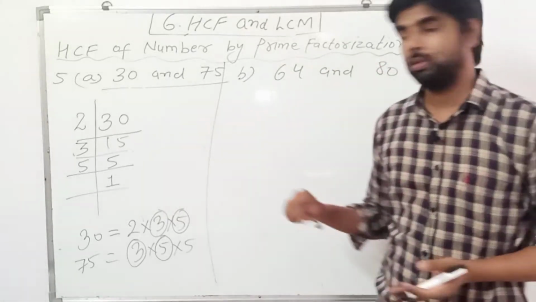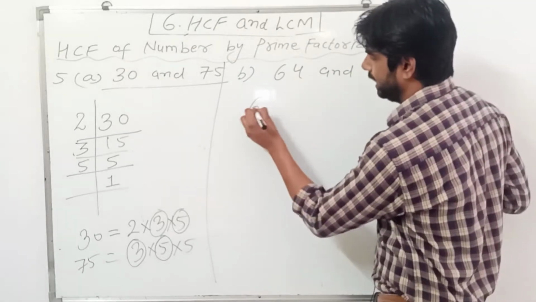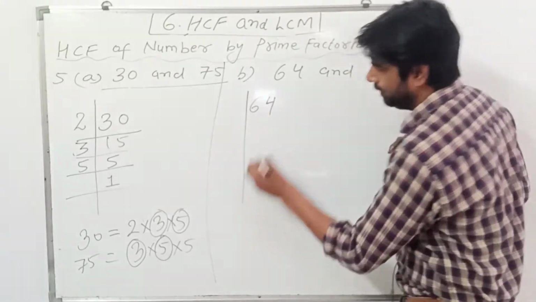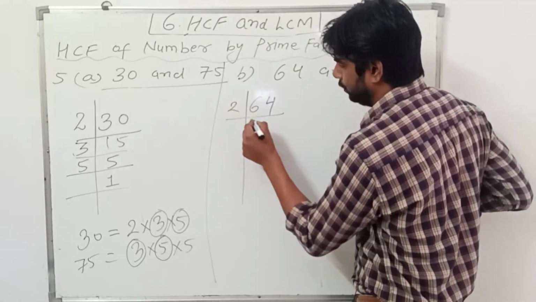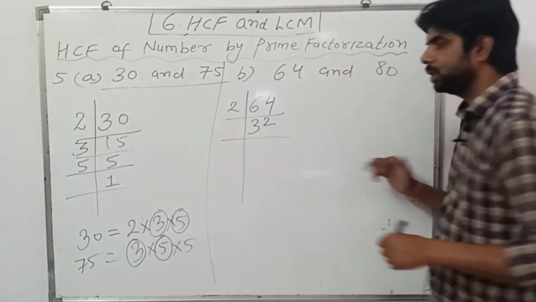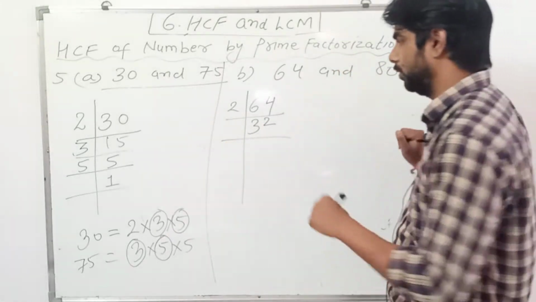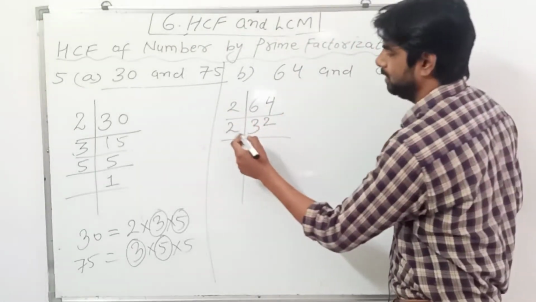So what we have to do? We have to divide this 64 by prime numbers. So let's write 64 and we will divide this 64 by prime number. So we will start from 2. We know that 2 3 is 6 and 2 2 is 4, means 2 32 is 64. Now again we will divide this 32 by 2. What we will get?